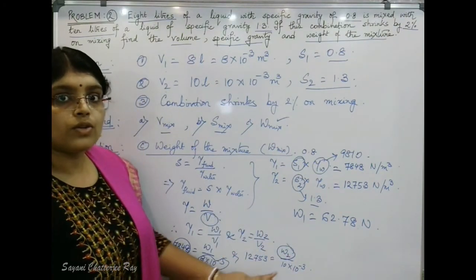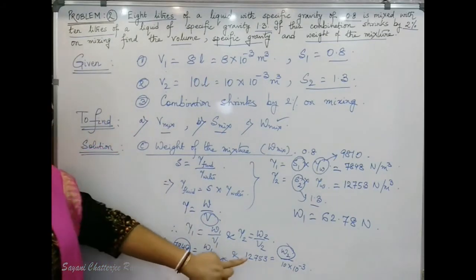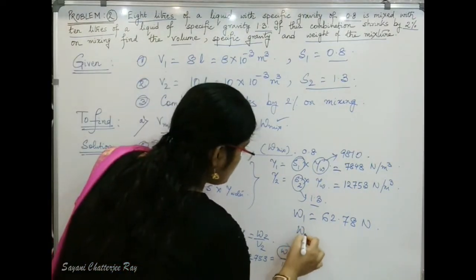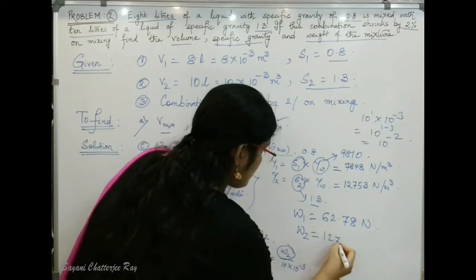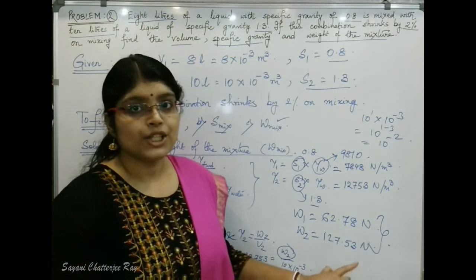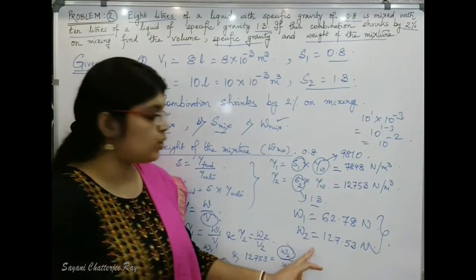Similarly, you can find out W2 also. W2 is equal to how much? 10 into 10 to the power minus 3 multiplied by 12753. So W2 equals 127.53 Newton. So simply add both of these, that is W1 plus W2.